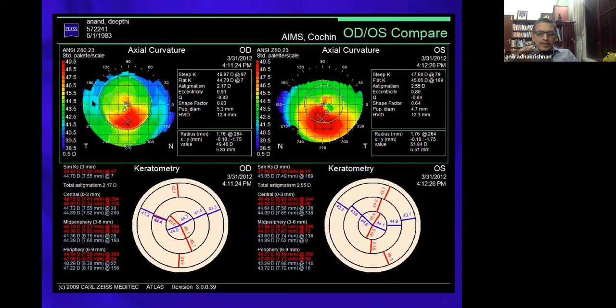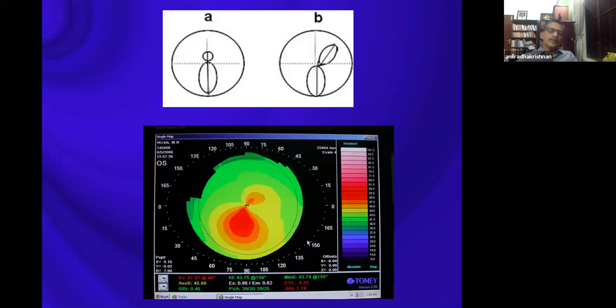Just by the color, you can say it's abnormal. So if you want to say based on color, you have to look at the axial curvature map and then look at the color coding. Then you know that the symmetry is also absolutely not there. Between two halves of the cornea, this is a very small bow tie and this is a very large bow. And between the two, there is a change in the orientation also. So this is what we call skewing of the radial axis.